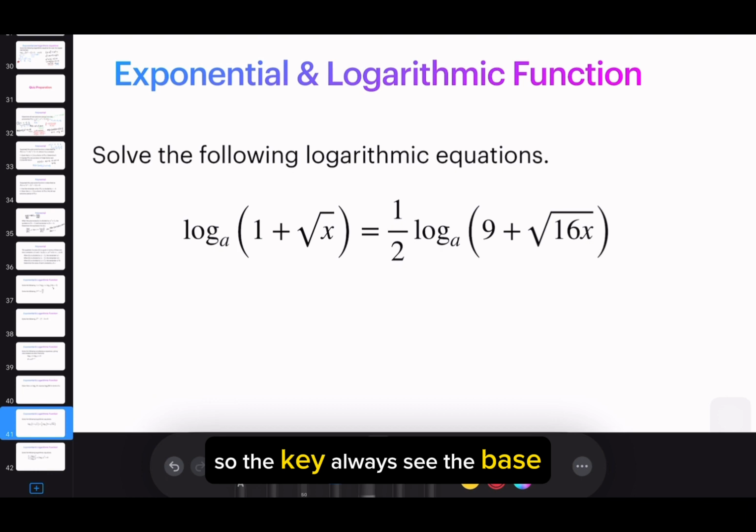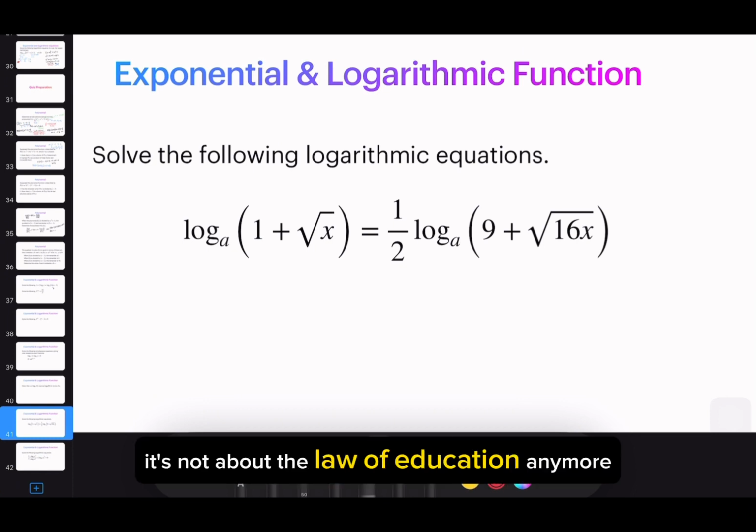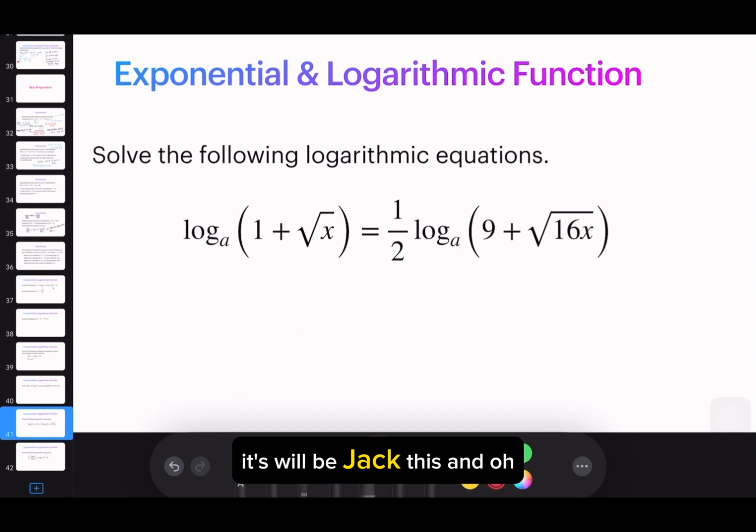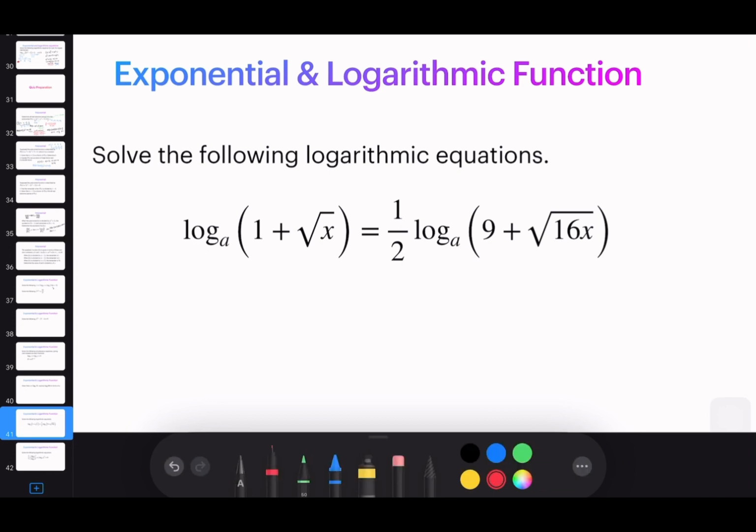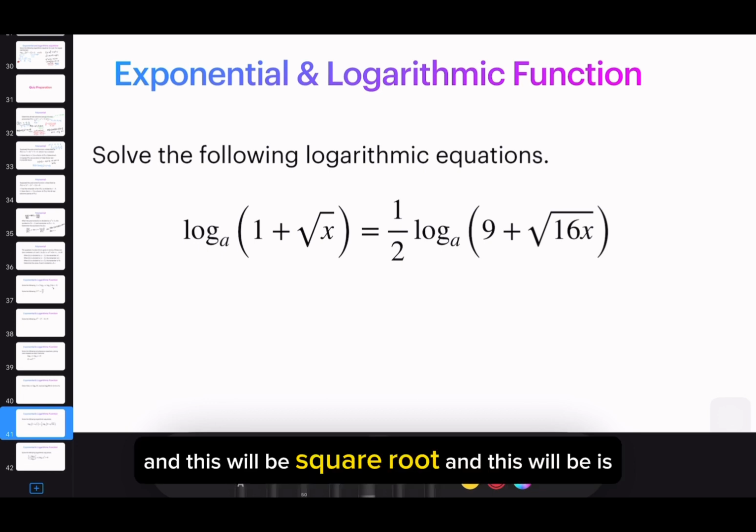So the key, always see the base. You always see the base. Base is A, base is A. So you can do something about that. And basically, it's not about the logarithmic equation anymore. Right? It will be, check this and we can make it here and we have another square root, right? And this will be square root and then this will be this.